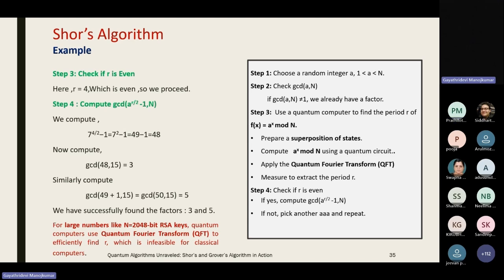Think about a large number like n equal to a 2048-bit RSA key. This is not possible with manual computations or in a classical computer. So we need a quantum computer along with a quantum Fourier transform to efficiently find r. And if r is not even, again these computations need to be processed. So this is only feasible with the help of a quantum computer.